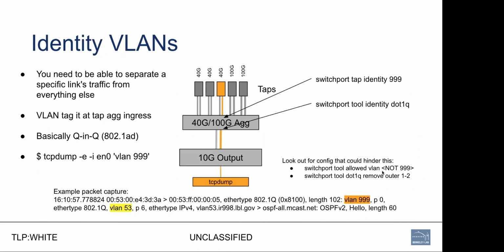And this is basically where you can apply a VLAN tag to each interface on your tap aggregation. So you can pass that VLAN tag all the way down to your tools, and then you can identify which interface it was on and then which link that interface is fed from. And this basically uses Q-in-Q for those familiar with it. So even if there's a production VLAN that you need to preserve for some reason, it's still there.